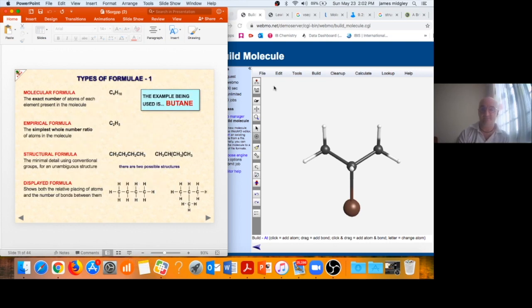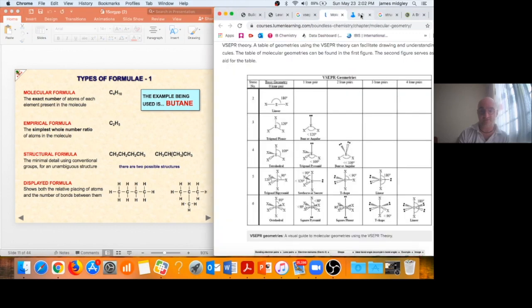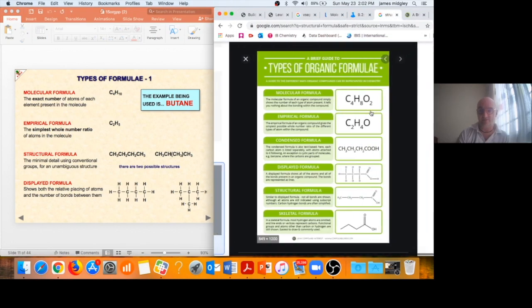So there are 4 types of formula. There are actually a few more different types of formula, and we can have molecular, empirical. Empirical is the simplest ratio of atoms in a molecule. So the example here is C4H10. What's the lowest multiple? It's C2H5, because we can have C2H5 is the lowest, we can have C4H10, C8H20, and so on and so forth.